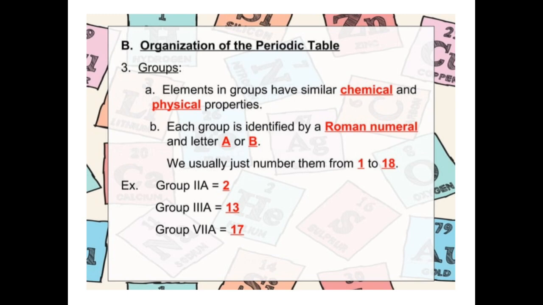Now, apart from the periods, you have the groups. Elements within a group have similar chemical and physical properties. In fact, one thing common to groups is that they have the same valence electrons. Valence electrons are the electrons in the outermost shell. For instance, group 1 always has 1 valence electron, group 2 has 2 valence electrons, and so on. Please take note of that.